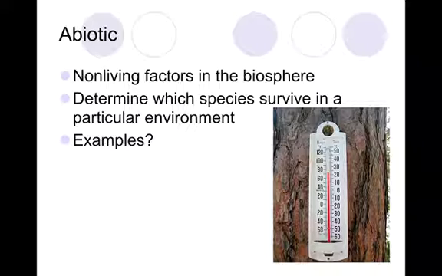So here you see a picture of a thermometer. Temperature, precipitation, that type of thing is an example of abiotic factors that actually dictate what organisms are going to live in that area based on those factors.